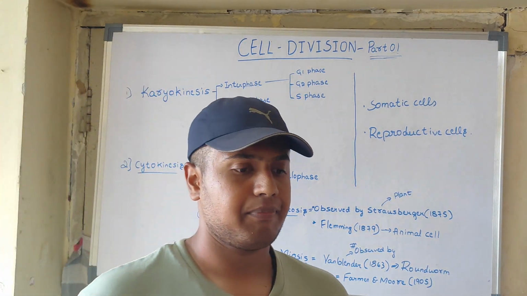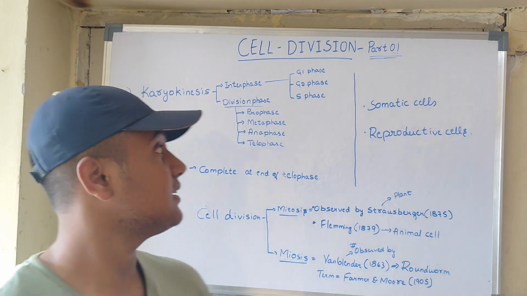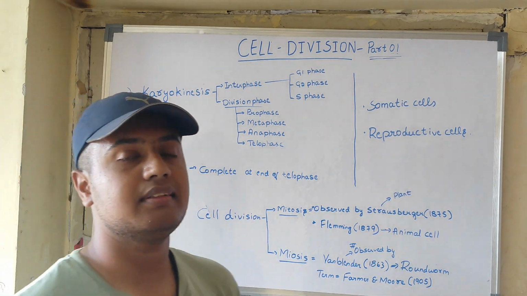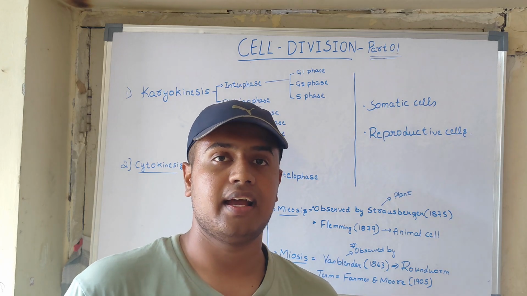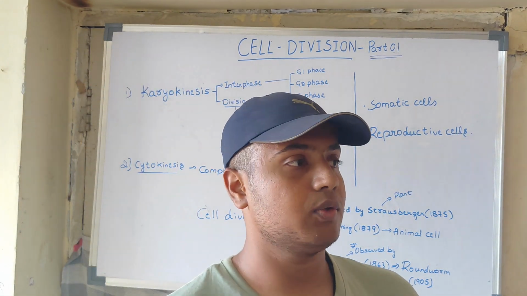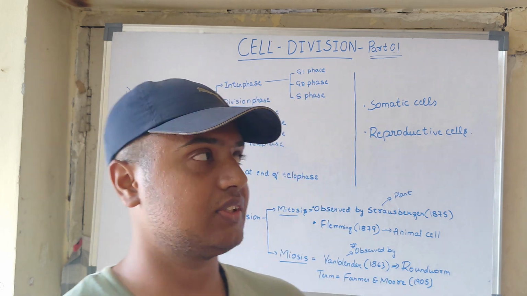In cell division, there are two parts. One is karyokinesis, another one is cytokinesis. Karyokinesis means division of the nucleus and cytokinesis means division of the cytoplasm. Here two phases are involved in cell division.